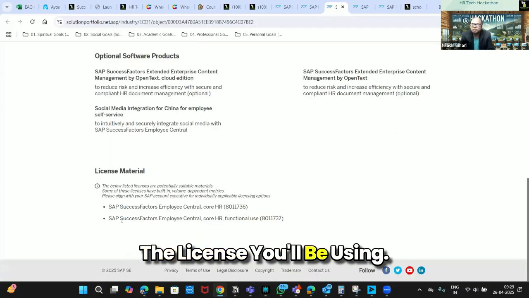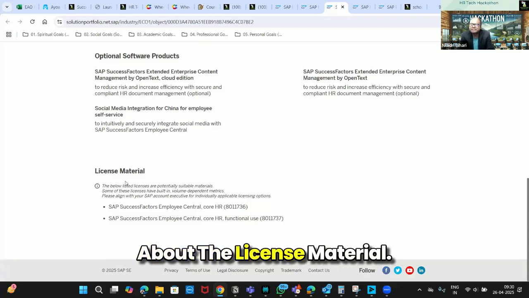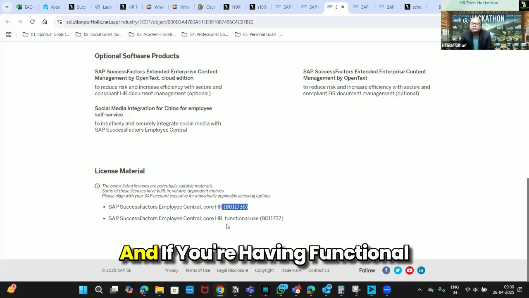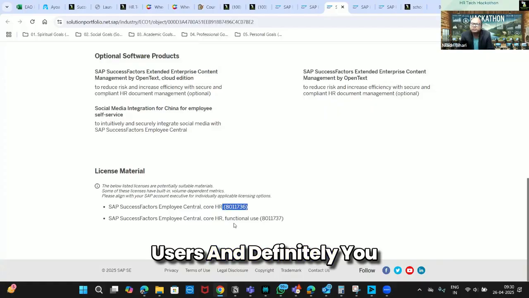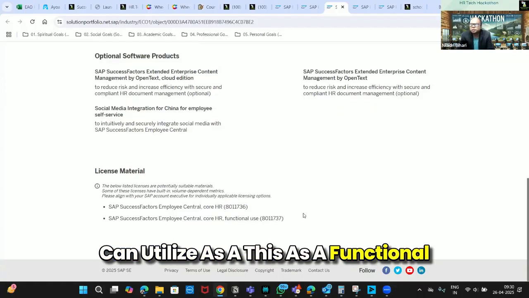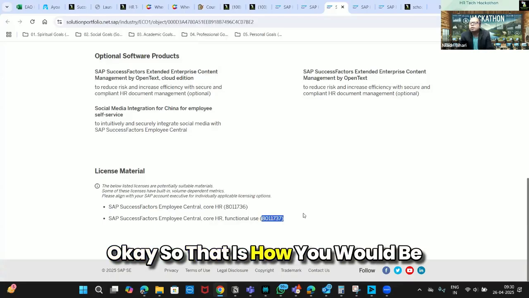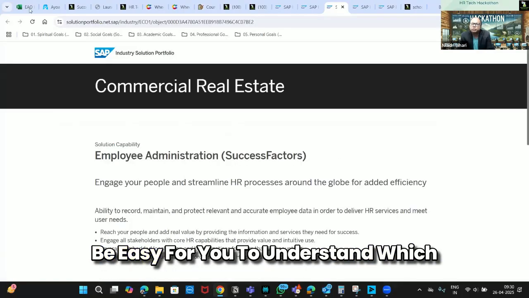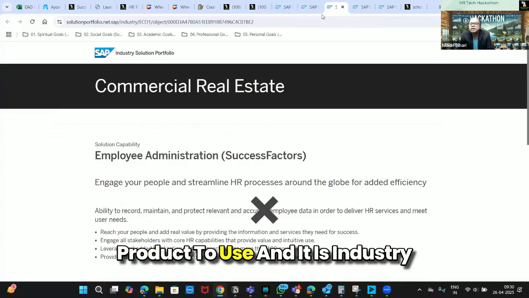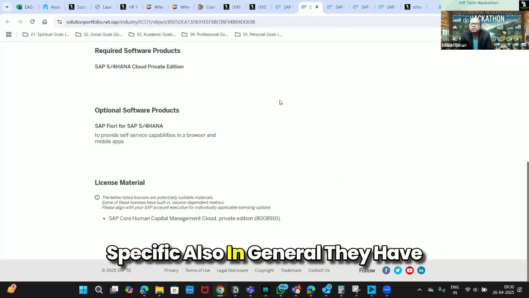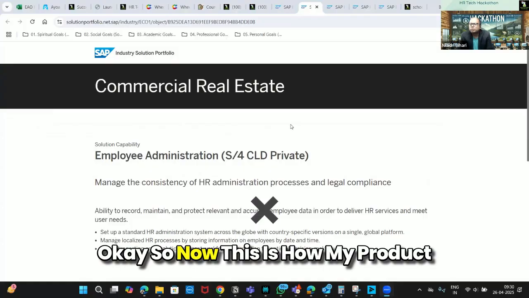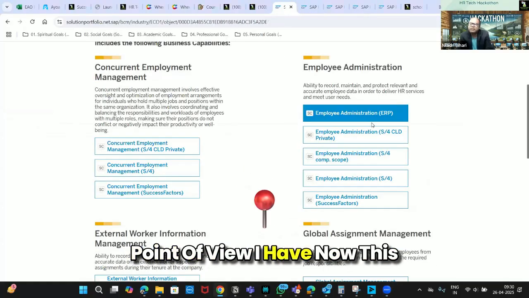But what is the license you'll be using? You can see they also talk about the license material. This is your license code if you're using it for core HR and you have functional users, and you can definitely utilize it from a functional use point of view. That is how you will navigate through this, and it will be easy for you to understand which product to use. It is also industry specific, though in general they have mentioned it here.